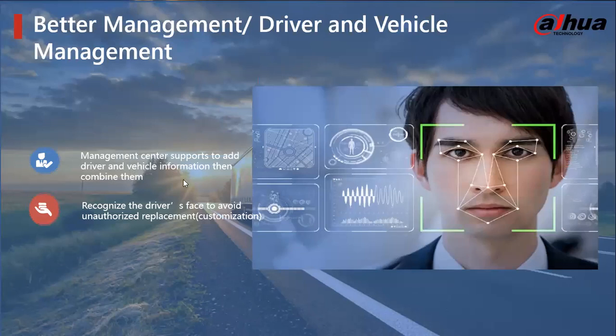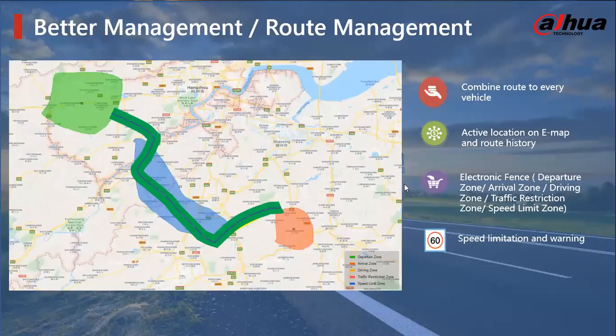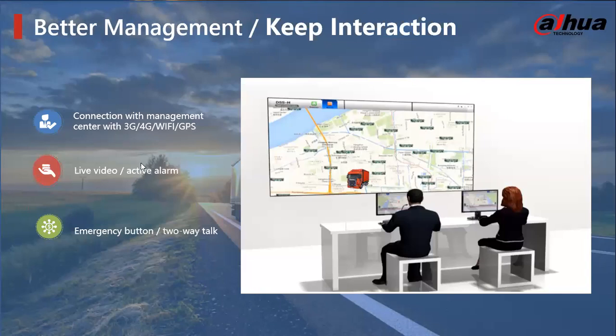With the management center, you can add drivers and bind the driver information into the platform. You can also recognize the driver using a recognition camera and avoid cases where the driver is being swapped with the vehicle. You can see route management with the platform. You can also do speed limitation and warning, connection with the management for better management of the devices, and two-way talk with the drivers.